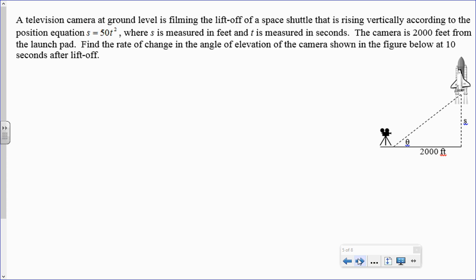Well, this one's kind of nice, right? Because it gave you some information about S, right? Okay, and we have our picture. So picture's done. What do we know? Do we know any rates?